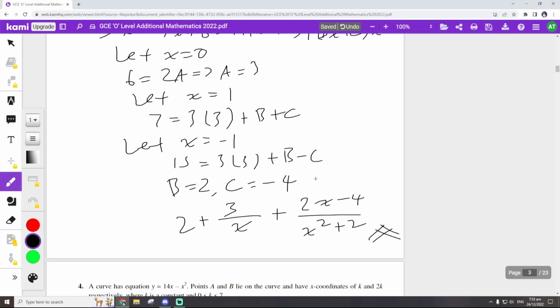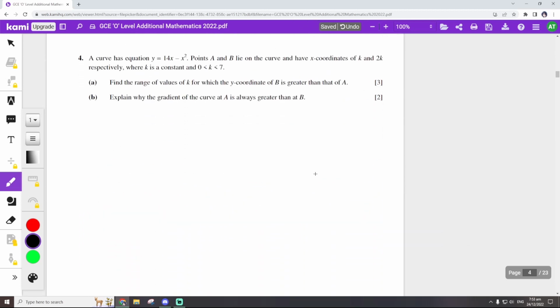So far so good. A curve has this equation. Okay, this one's a bit weird. Points A and B lie on this curve. You have x coordinates of k and 2k. k is a constant between 0 and 7. Find the range of values of k for which the y coordinate of B is greater than that of A.